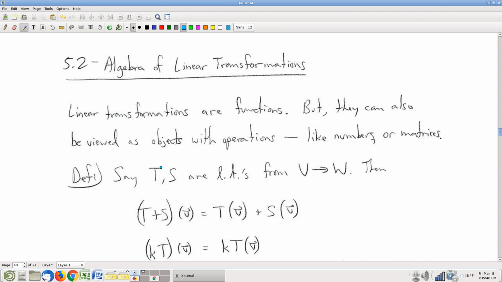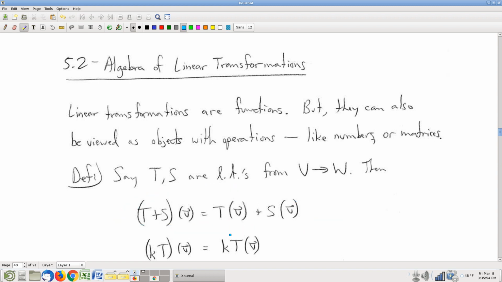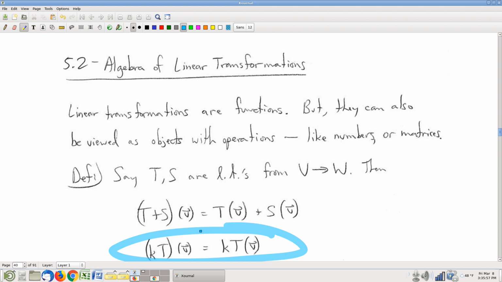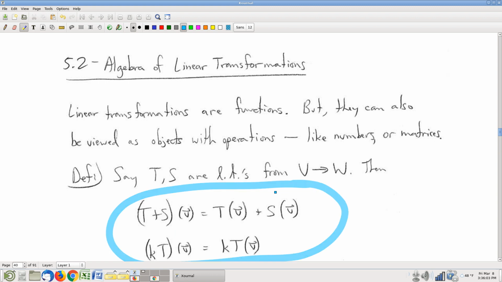Okay, so let's flesh this out. Here's how we're going to define what it means to add two linear transformations. Here's how we're going to define what it means to multiply a linear transformation by a scalar. Let me point out that both of these are recycled definitions. After all, linear transformations are functions. And back in chapter 2, we defined what it should mean to add two functions when we were defining vector spaces of functions. Right, so in section 2.1, we defined what it should mean to add two functions. Well, this is exactly that definition. And we defined what it should mean to multiply a function by a scalar. This is exactly that definition. So none of this is really new.